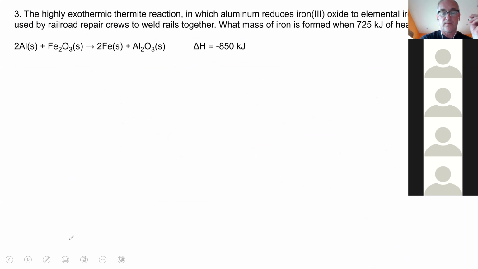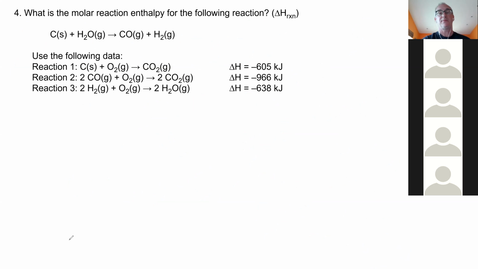All right, so what else would you like to work on? Number 4. Oh yeah, number 4. I love these. You think I'm crazy, but I love doing Hess's law questions because it's like doing a puzzle. I'm not great at puzzles, but these kinds of puzzles I can understand.